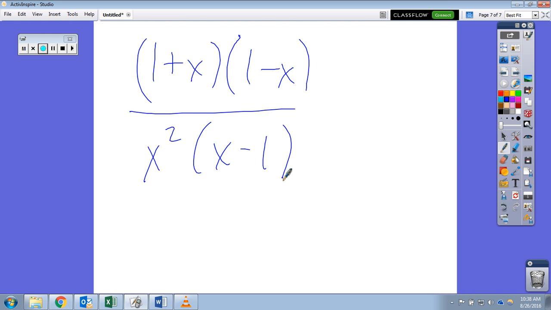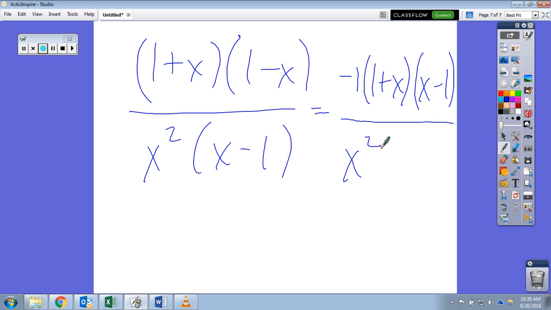So this is where it's important to be able to spot something that's the exact opposite of something, because you can always factor out a negative 1, and that'll make something the exact opposite. It'll change all the signs. Which of these is the exact opposite of this? Imagine if you changed each of these signs, you would have this. So let's factor out a negative 1 so that this would change to x minus 1. The reason I'm doing that is because it'll make it even more simple.